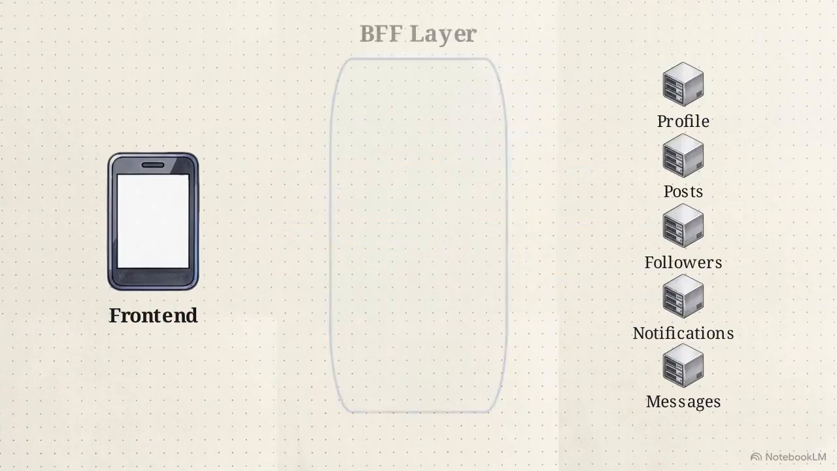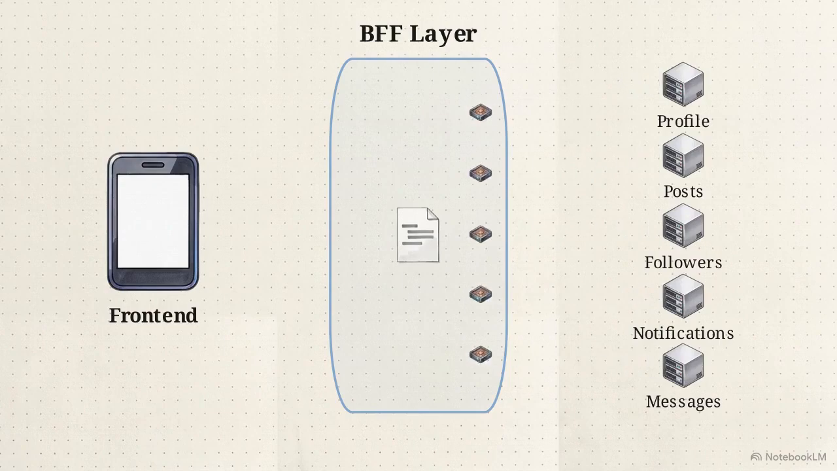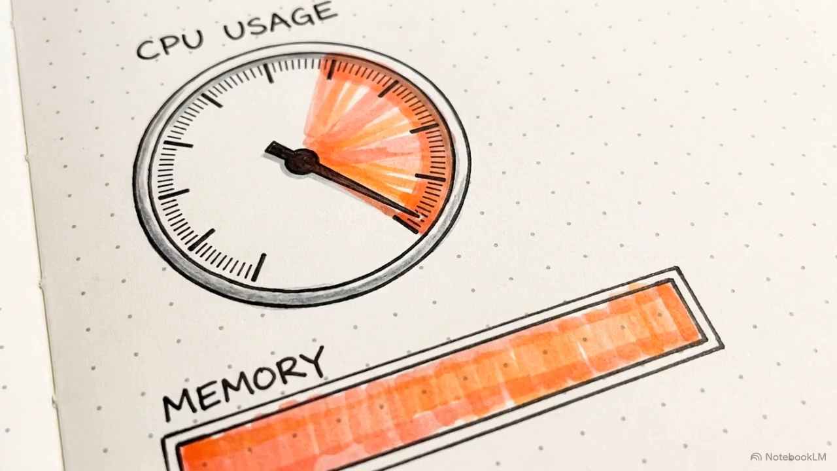The solution is an architecture pattern called a backend for frontend, or BFF. Instead of 5 fragile calls, the front-end makes 1 clean request to the BFF layer. The BFF handles the messy orchestration internally, gathering all the data across your microservices instantly and passing it back as one neat package.